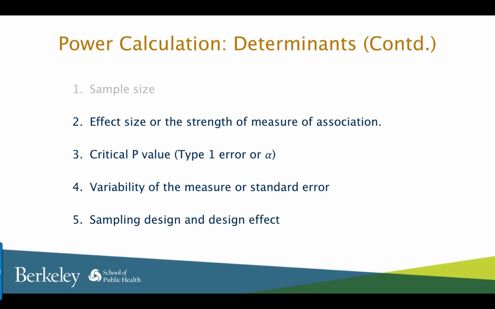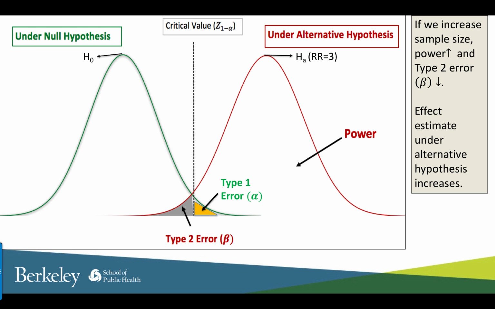Okay, we just talked about the influence of sample size on power. There are other factors that influence power. The second way to increase or decrease our power is to increase or decrease your effect size. Here, the relative risk or the effect size under alternative distribution is 3. Now, if we increase the effect size to 4, then the entire curve under alternative distribution will shift to the right.